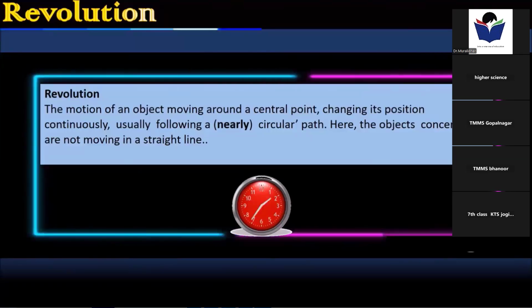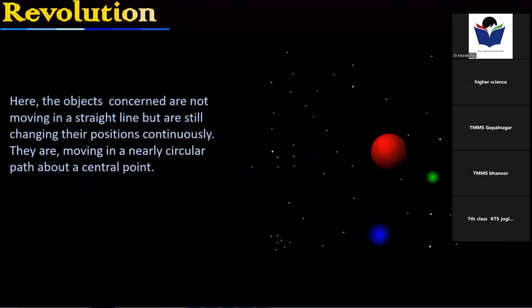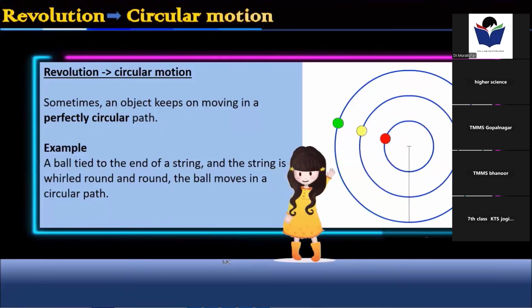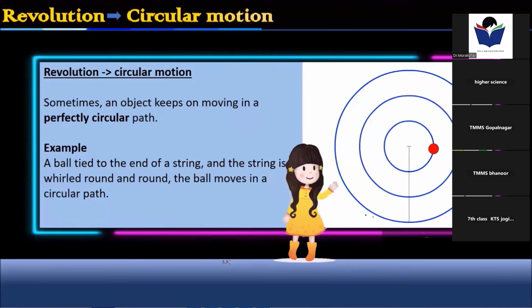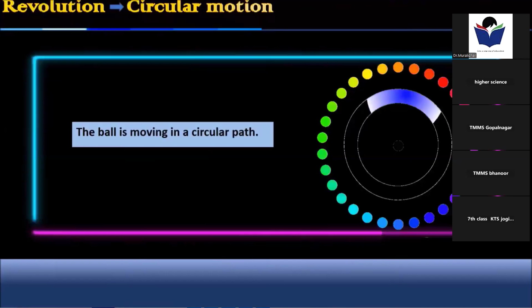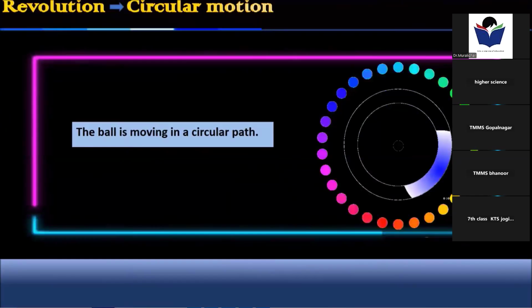Here, the objects concerned are not moving in a straight line, but are still changing their positions continuously. They are moving in a nearly circular path about a central point. Sometimes, an object keeps on moving in a perfectly circular path. For example, if a ball is tied to the end of a string and the string is whirled round and round, the ball moves in a circular path. We then call such a motion a circular motion.